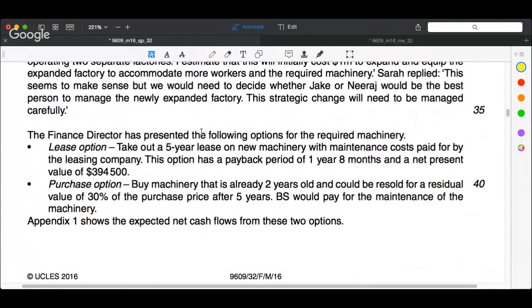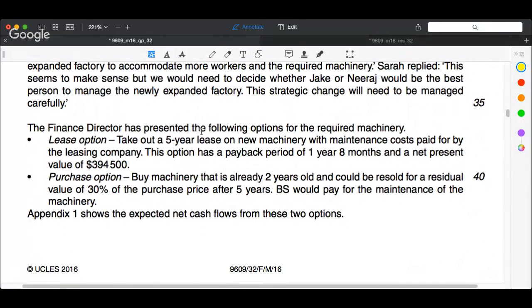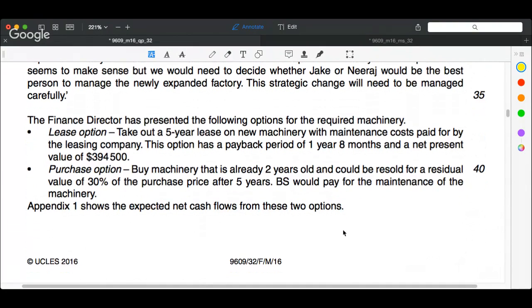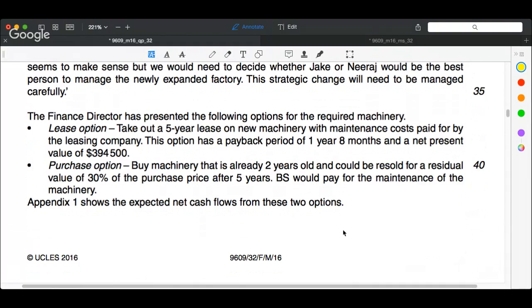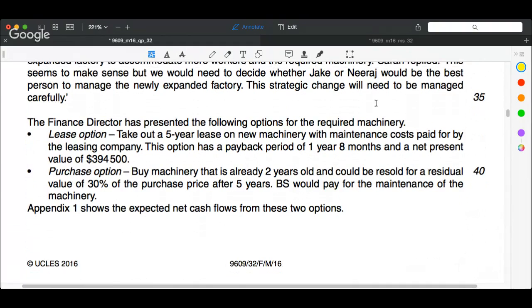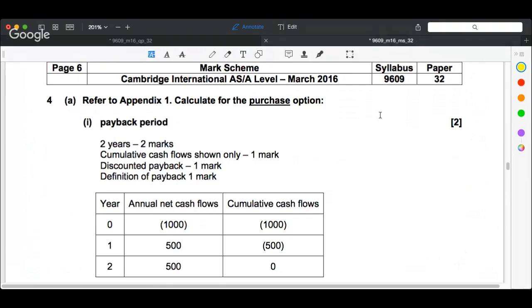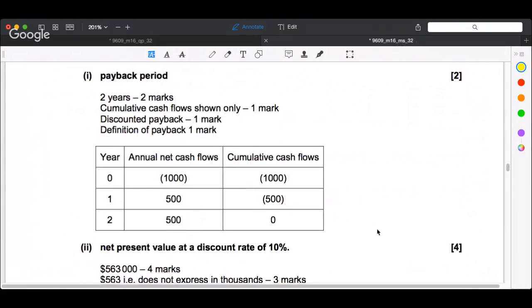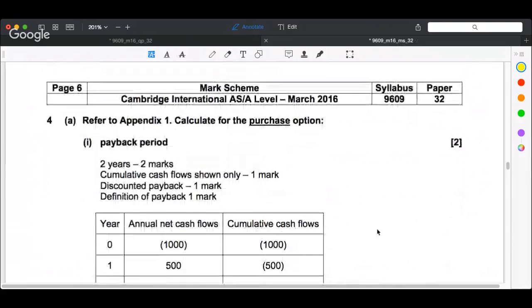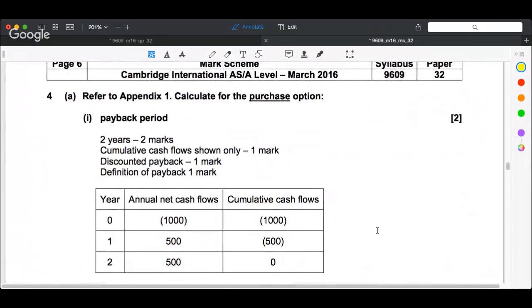Okay. Appendix 1 shows expected net cash flows from this option. Yeah, again, if I was anything to do with it, the obvious choice there in terms of which one to go for would be the lease option, to be honest with you.